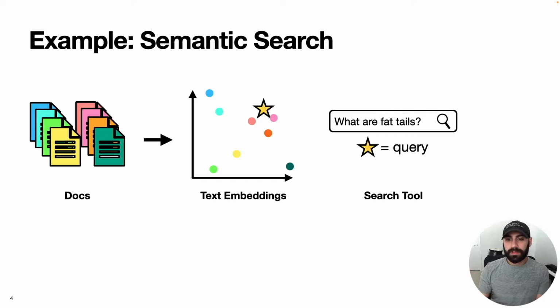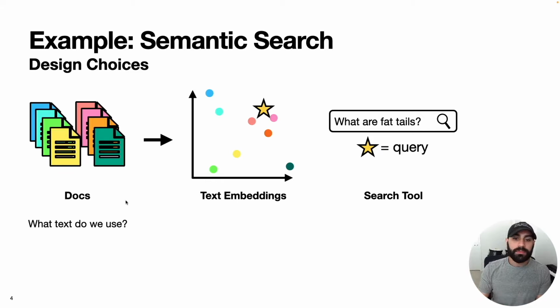While this might seem like a pretty straightforward idea, take documents, generate text embeddings, and then do some kind of similarity score between the query and all the different documents, there are several design choices that come up when developing this system. For example, documents have a lot of text in them. So what text do we want to use? If these are blog articles, do we just want to use the title? Do we just want to use the first paragraph of the blog? Do we want to use the entire blog?